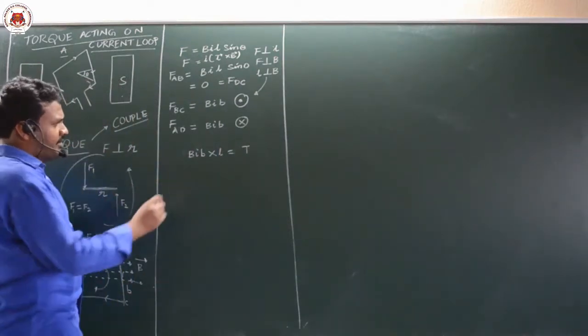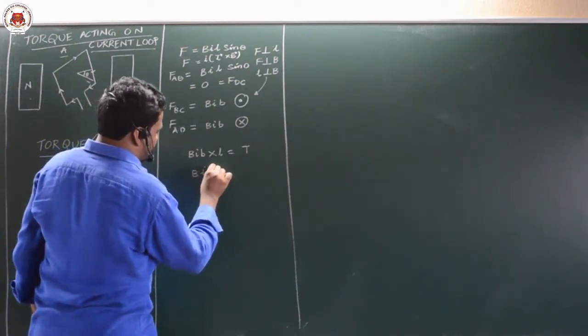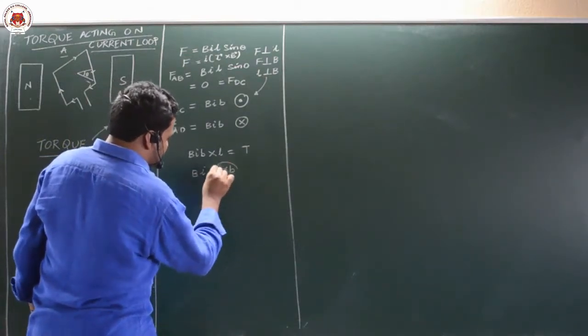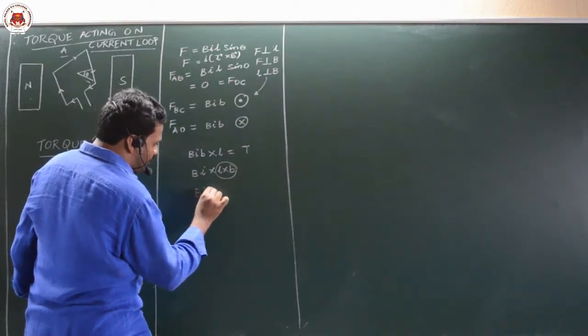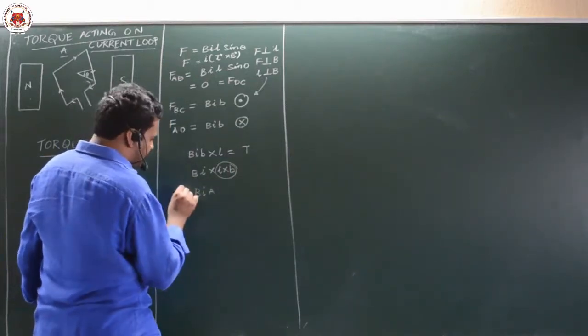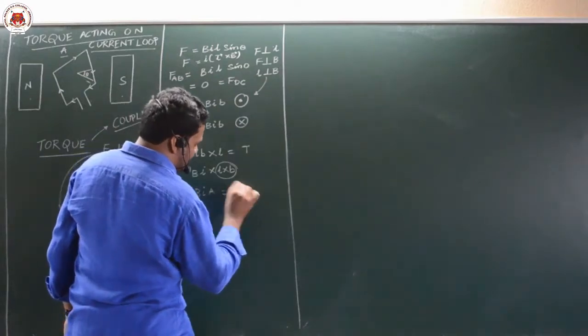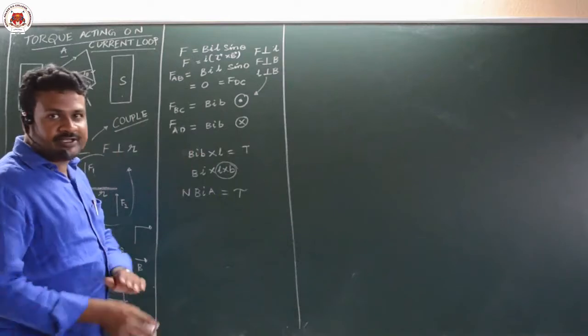Now I will write this as L into B. L into B is area. BIA. If it contains n turns, multiply with n. This is nothing but torque acting on a loop. Torque acting on a loop.